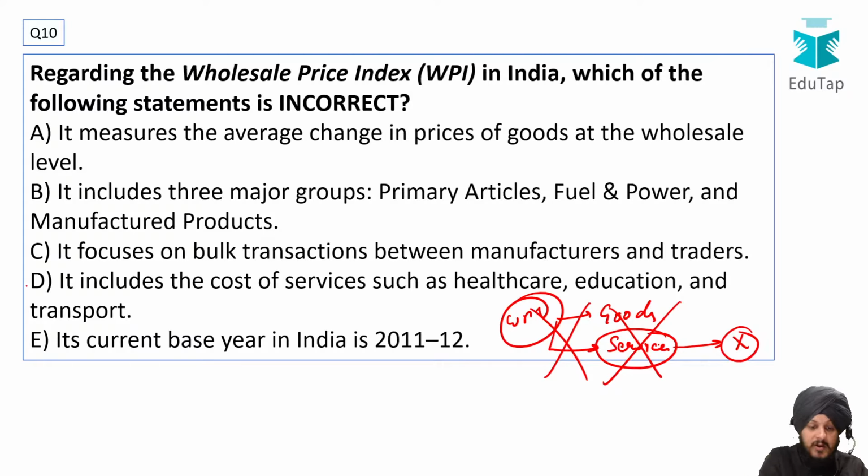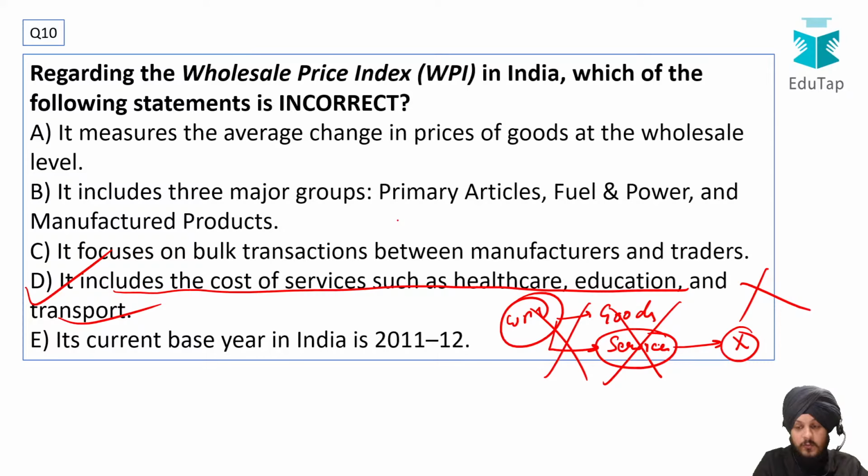So that is why C is going to be the answer to this question, because it says it includes the cost of services such as healthcare, education, transport. ठीक है, तो ये सब नहीं होता है. And the rest of the options we know are true.